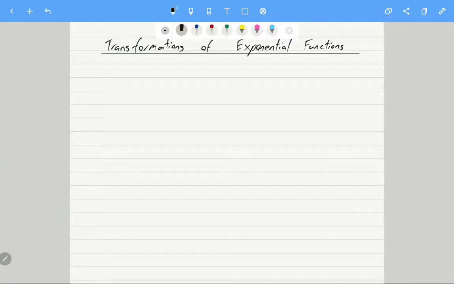Welcome everyone. So today we're going to be looking at transformations of exponential functions. Just before we begin, let's remind ourselves of what a basic exponential function looks like. In this case, we're going to be interested in a function that looks like this, e to the x. Alrighty? So let's think about some properties of this.